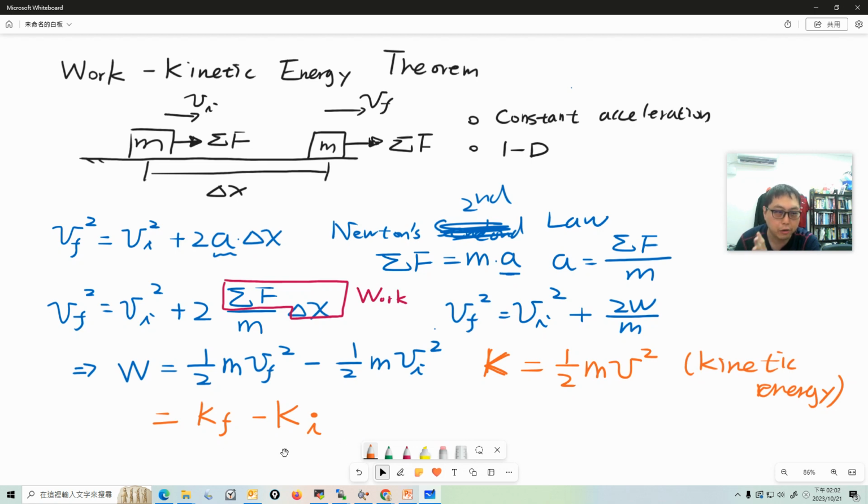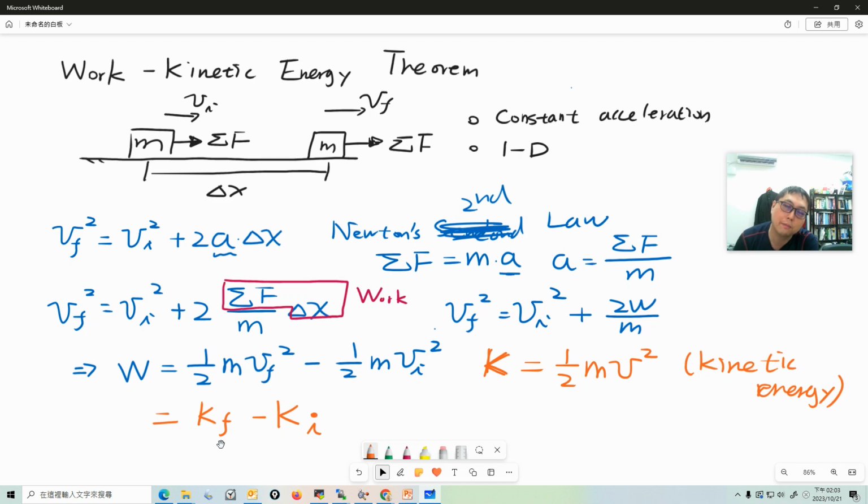We always care about the final state kinetic energy and initial state kinetic energy. Anything that happens between them doesn't matter. We only care about the final state and initial state. In physics there are lots of formulas like this, where you only care about the final state and initial state, and we don't care about anything in between.